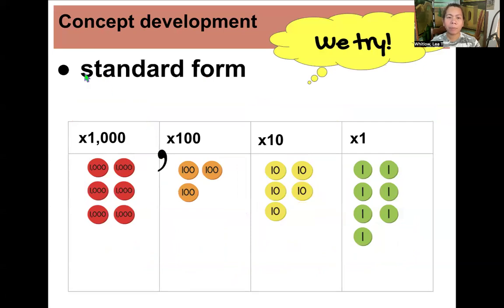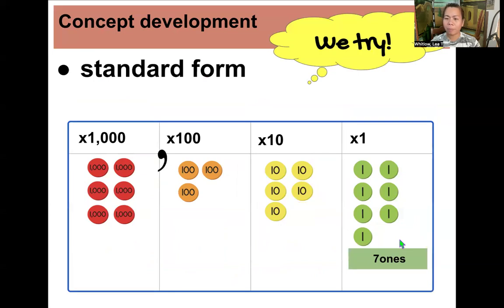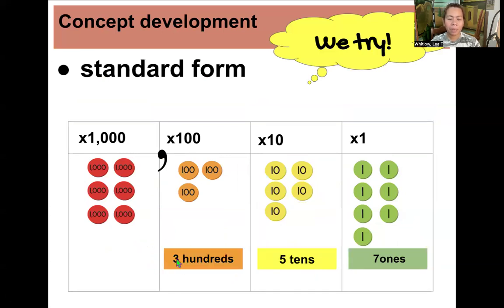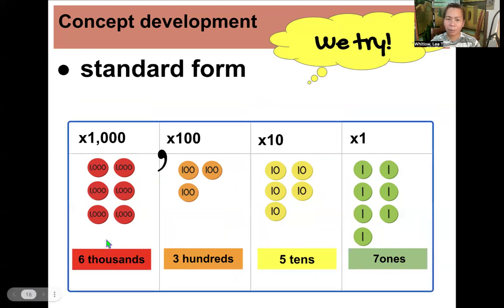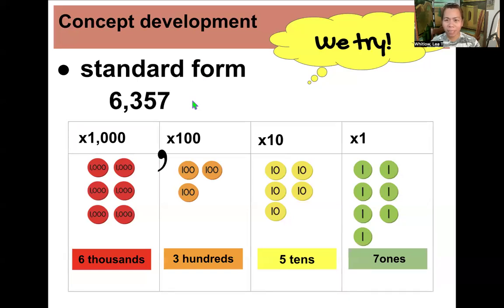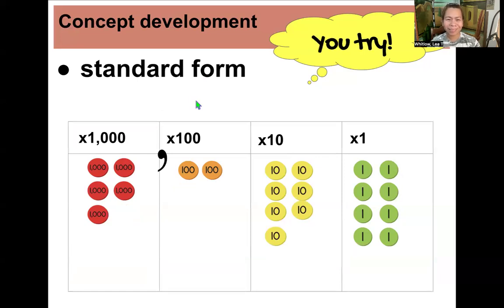Now let's try. We are going to write this model in standard form. So how many ones do you see? 7 ones. How many tens do you see? 5 tens. How many hundreds do you see? 3 hundreds. And how many thousands do you see? 6 thousands. And how are we going to write that in standard form? If you say 6,357, you are correct.